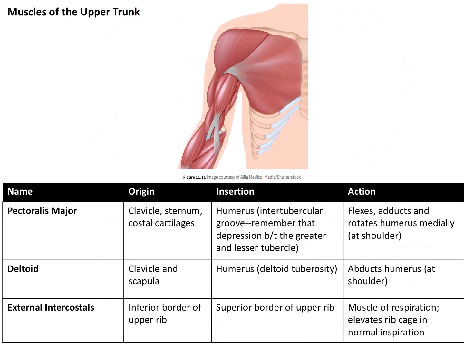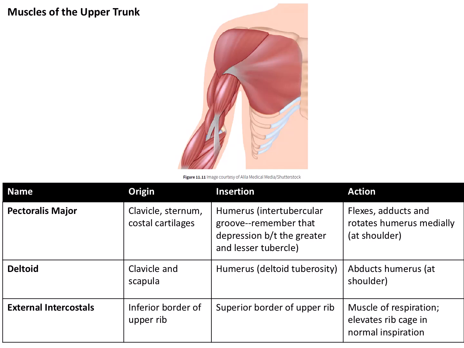Moving on to the muscles of the upper trunk. The pectoralis major is a convergent muscle. Recall, this means it has a broad origin and a single insertion point. The origins of pectoralis major are on the clavicle and the costal cartilages of the sternum. It is inserted into the intertubercular groove on the humerus.